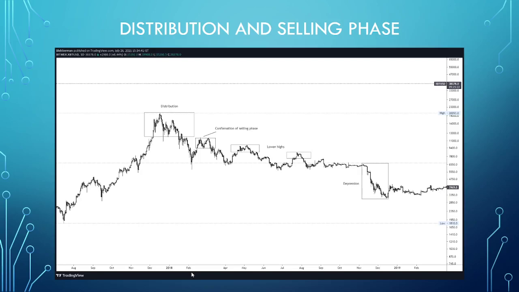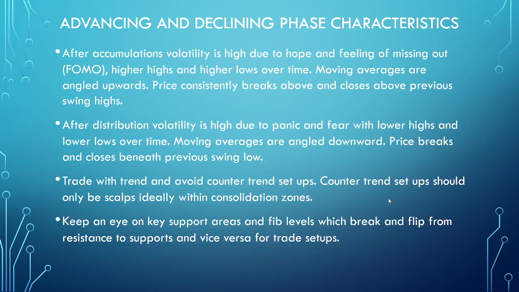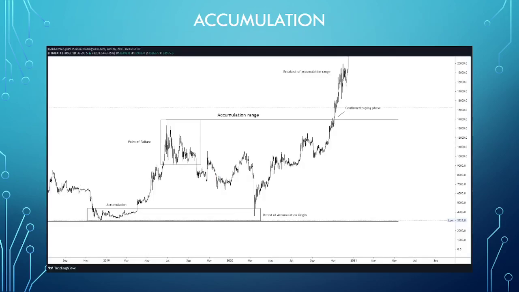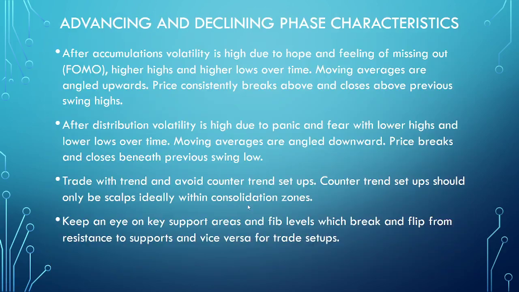Okay, so here's an example of a distribution. Same example we were looking at earlier. So remember, in that large accumulation, we have a distribution, support, confirmation of selling phase, consolidation zones, and then depression phase. And then the depression phase became the start of the accumulation on the larger one. You see, this is what we were just looking at. There's the accumulation on the larger time frame.